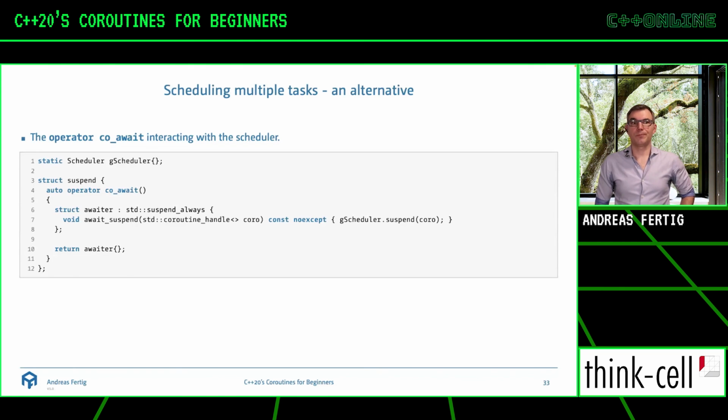My awaiter here derives from suspend_always as before, and because I this time do not have to pass any reference or any data to it, I don't need a constructor, I don't need data in it. I simply override a customization point, await_suspend. That one takes the coroutine handle and passes it to the scheduler, putting it at the end of the list. I'm creating an object of this awaiter struct and return it, and I'm done. So this is a different approach of implementing something that schedules your multiple tasks.